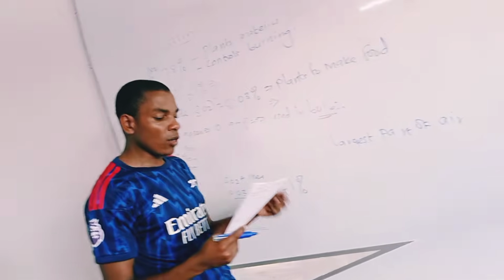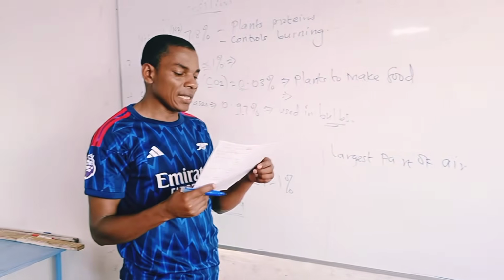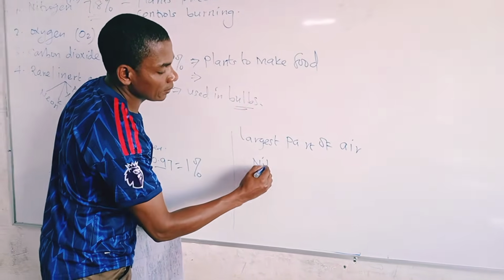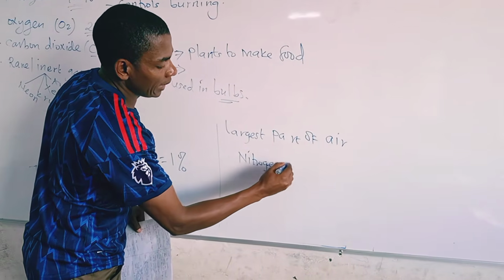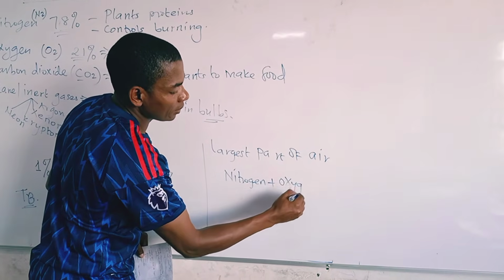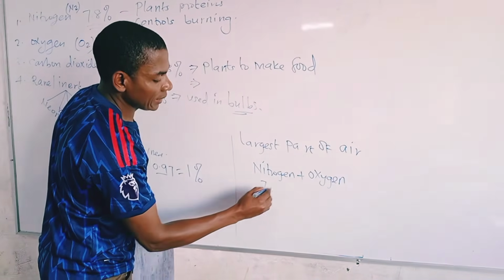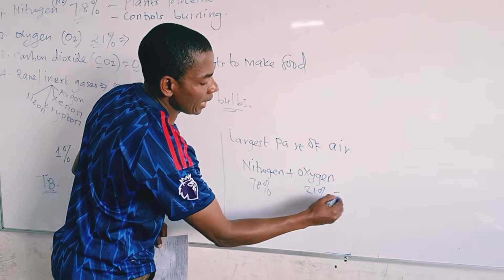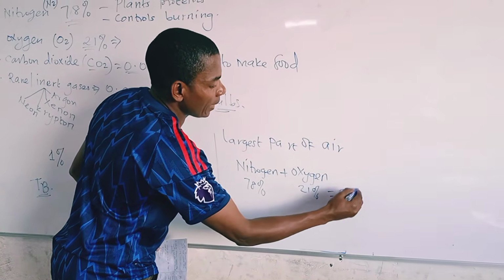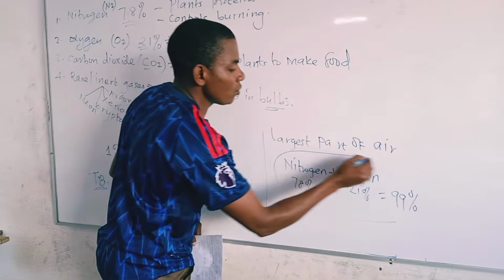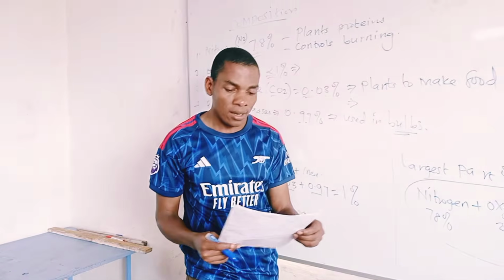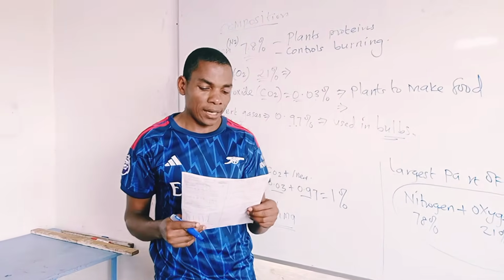Which two gases, when combined, form the largest part of air? The answer is nitrogen and oxygen. This one has 78%, this one has 21%. So when you add, you get 99%. These are the two gases that form the largest part of air when put together.